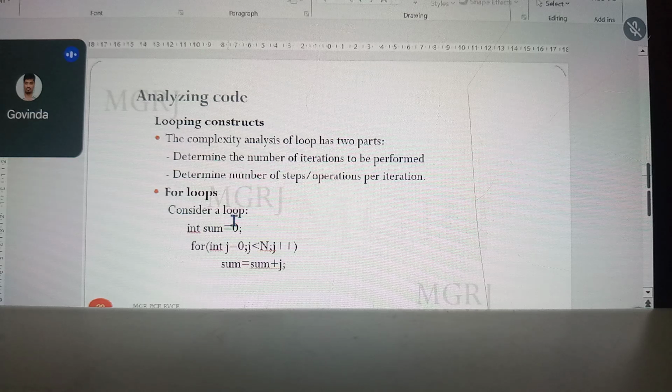If we consider a loop here, I am on slide number 29. So we have a loop: int sum is equal to 0, for j is equal to 0, j less than n, j plus plus. Can you tell me how to analyze the time complexity of this program segment? Can anybody tell?